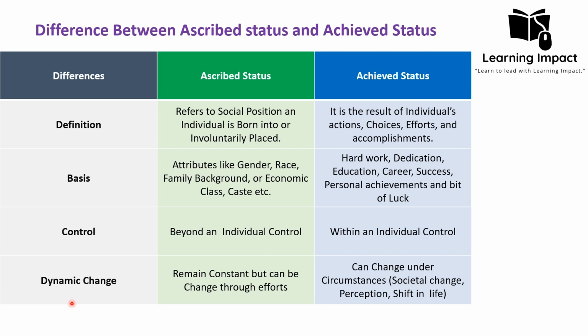Then dynamic change. How can ascribed and achieved status be changed? Ascribed status remains constant. For example, if we take gender, I'm born a girl, it's my ascribed status which will remain forever. I cannot change it, but some ascribed status can be changed through efforts. For example, if I am born in a poor family, this is my ascribed status, but if I work hard, I can change this status. So this is an ascribed status which I can change, but some of it can remain permanent, for example gender as we discussed, and some of it can be changed.